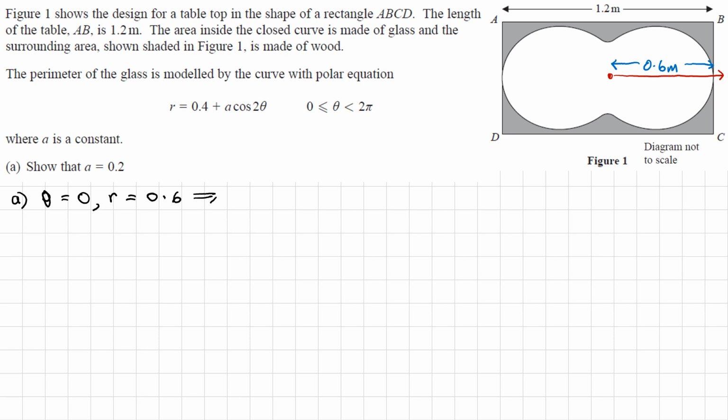So we can substitute those values in and use that to work out the value of A. So 0.6 is equal to 0.4 plus A cos 2 times 0, because that's an angle of 0. We'll take away 0.4 from both sides, so we get 0.2 is equal to A times cos of 0. Now the cos of 0 is 1, so that means that A must be equal to 0.2.